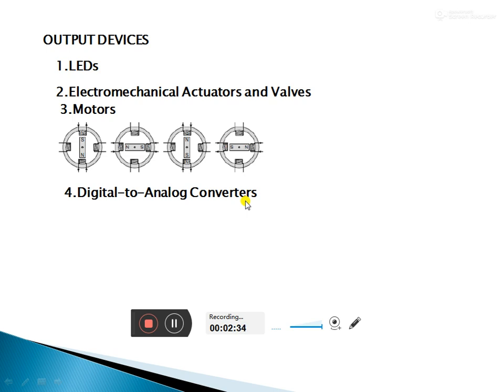Analog to digital converters play a very important role, because conversion is needed. It may be in digital form or it may be in analog form. So according to our operation, this process should be used.